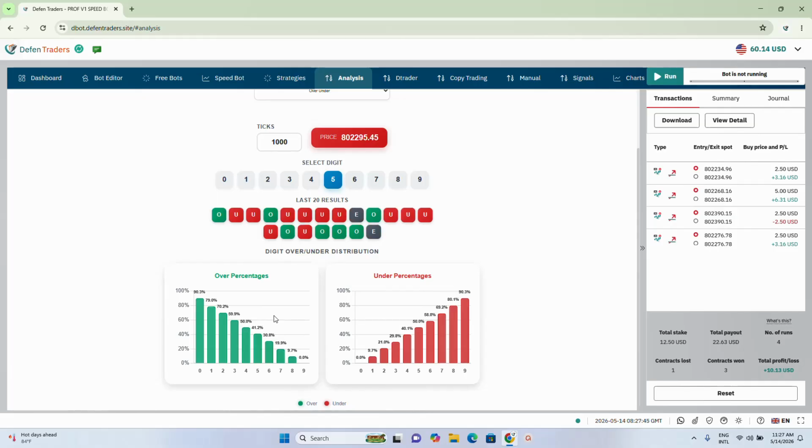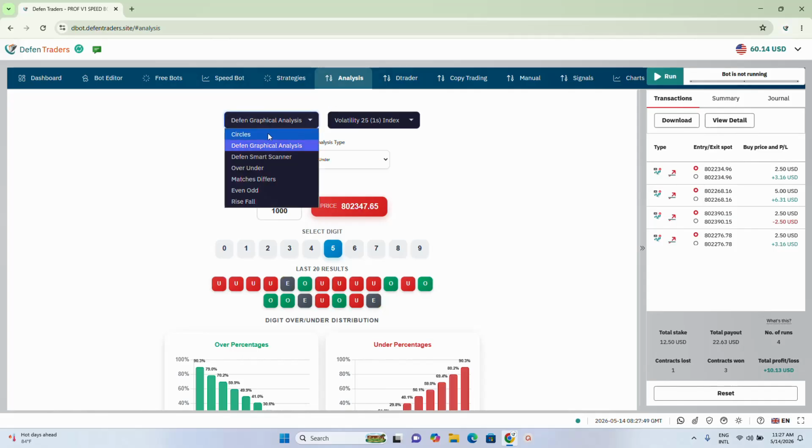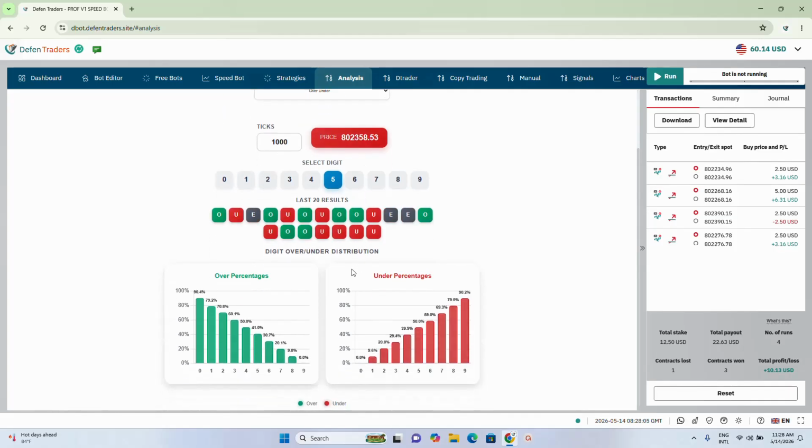Okay, so graphical inapatikana wapi? You just come to analysis, then ukiwa kwa hii part inakujanga ikiwa default kwa circles, so just click on this arrow, then utapata different graphical analysis, then you are good to go. Okay, so that is one of the easiest and the best ways that you can always use to make your analysis.